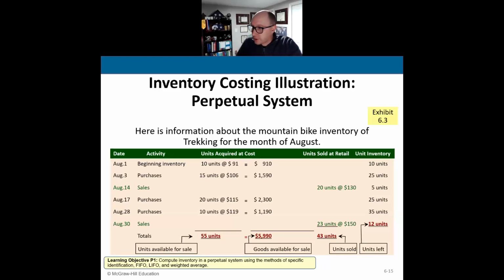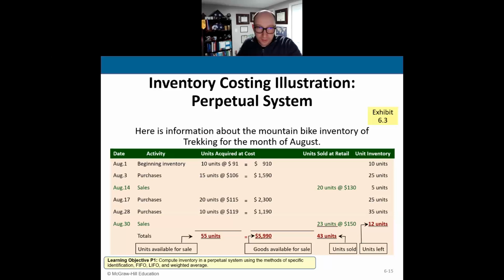On August 3rd, they purchased an additional 15 mountain bikes from their vendor or distributor for a total of $106 each. That means that we purchased an additional $1,590 worth of mountain bikes, 106 times 15. Now we take our original 10 plus our new 15 to give us an August 3rd balance of 25 mountain bikes in inventory.